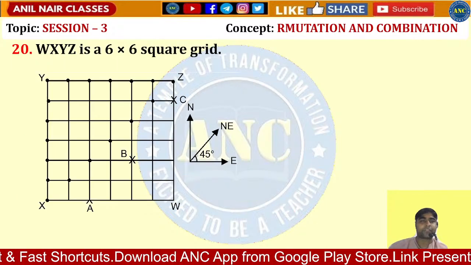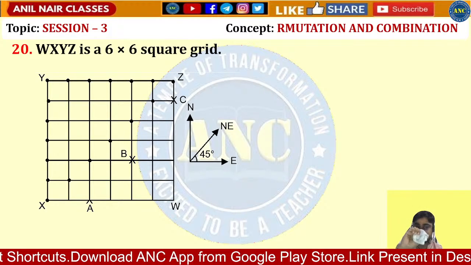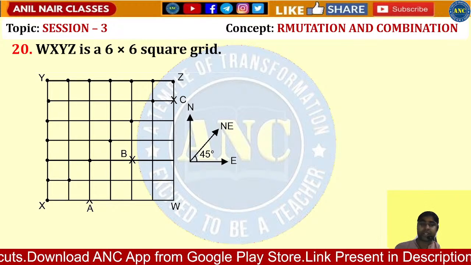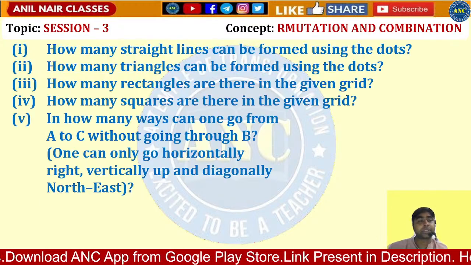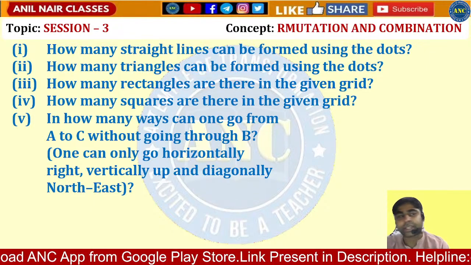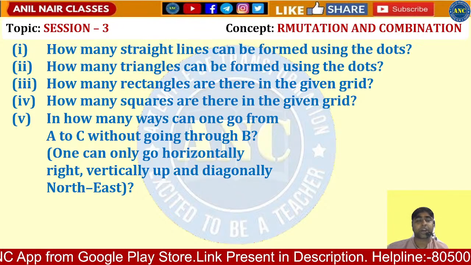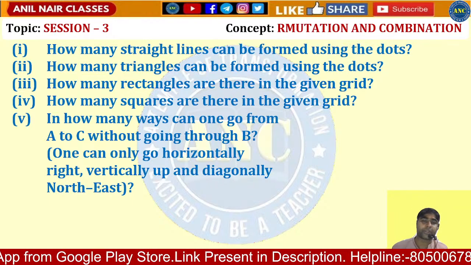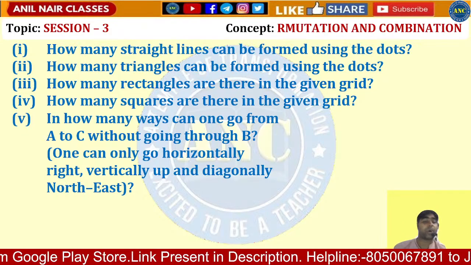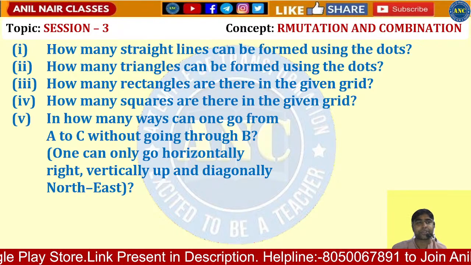The 5th was again a good question. It's a 6 by 6 grid, so that means 7 lines vertically and 7 lines horizontally. How many straight lines can be formed using the dots? Try to solve this. How many triangles? How many rectangles? How many squares? And in how many ways can one go from A to C without going through B? One can only go horizontally right, vertically up, or diagonally north-east. Please try to solve this question.